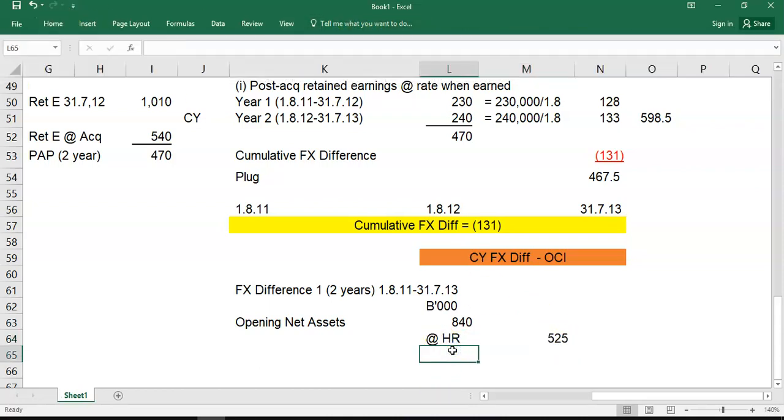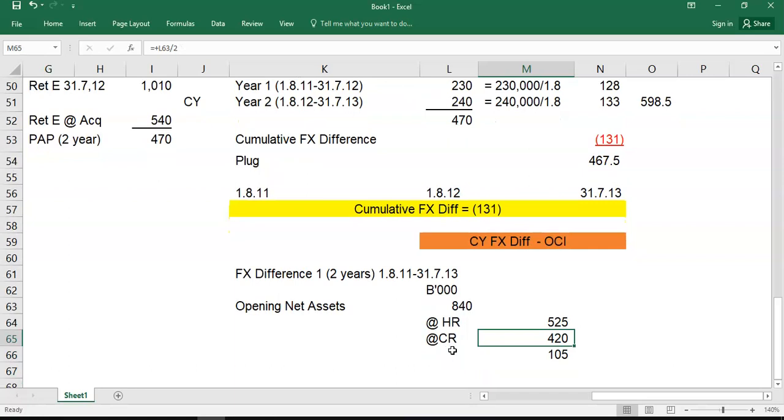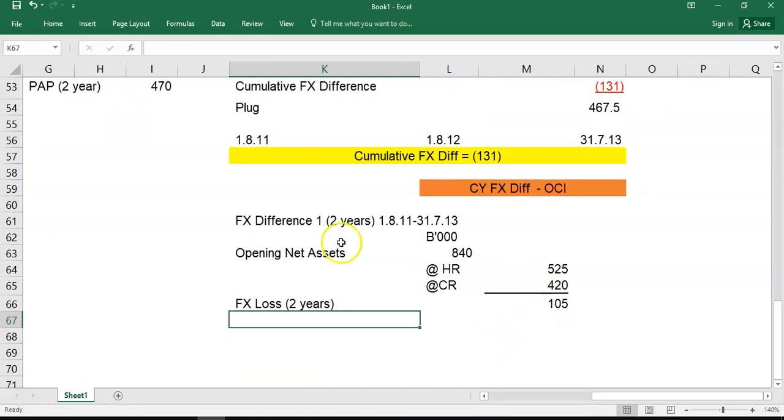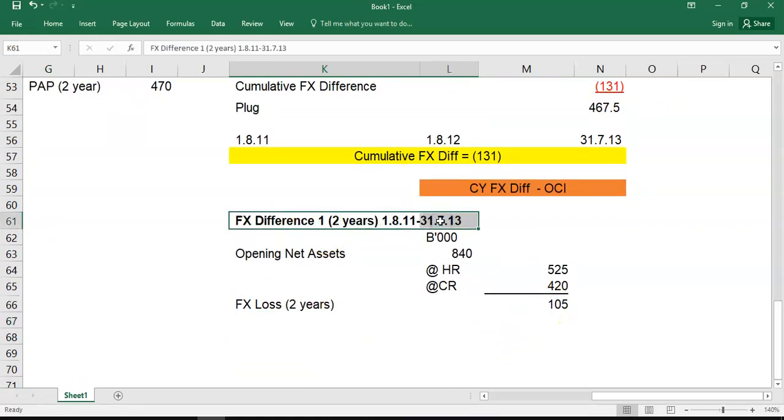And then everything else will be converted at the closing rate, and the closing rate in the question is 2. 840 divided by 2. So that's going to be an FX loss for net assets of 105. So that is an FX loss for 2 years. It's not the current year, it's both years put in for 2 years. So that's your first element, FX difference 1 for 2 years. And I'll show you how to do FX difference 1 for the current year as well, because we'll need that for the P&L.